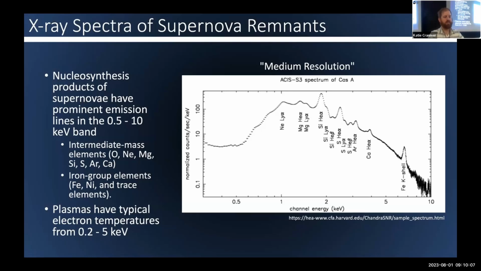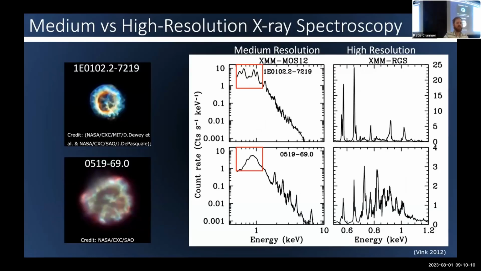So what would a high resolution spectrum look like? I have two examples here, EO102 in the Small Magellanic Cloud and 0519-69 in the Large Magellanic Cloud. On the right, you can see the medium resolution spectrum from the XMM MOS detector, compared with the XMM reflection grating spectrometer. If you zoom into the red box there, around 0.5 to 1.2 keV for EO102, it's an oxygen-rich supernova remnant, and you can see very clearly that these lines become resolved.